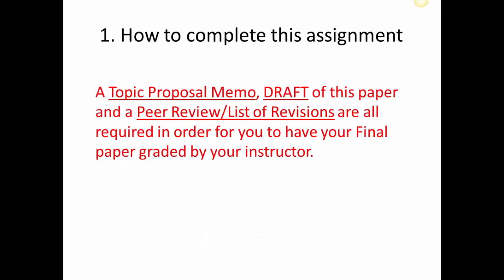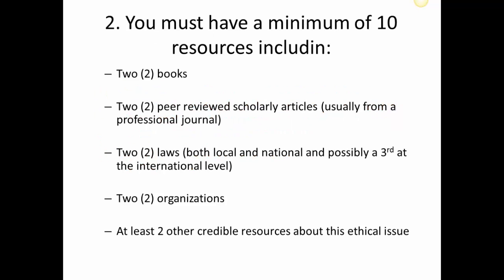How to complete this assignment. Again, a topic proposal memo, draft of this paper, and peer review and list of revisions are all required in order for you to have your final paper graded by your instructor. You must have a minimum of 10 resources, including 2 books, 2 peer-reviewed scholarly articles, usually from a professional journal, 2 laws, both local and national, and possibly a third at the international level, 2 organizations, and at least 2 other credible resources about this ethical issue.